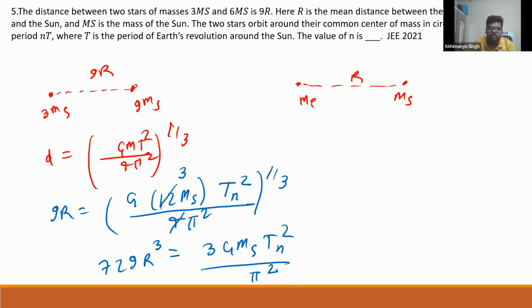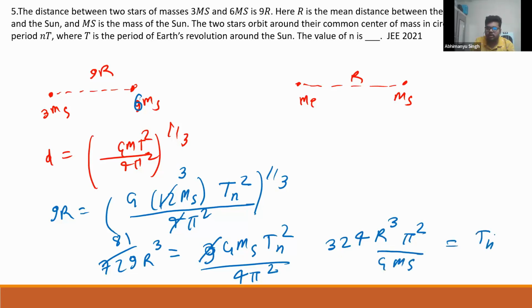Oh, sorry, it will be 9 and 4 will stay there. It is like 6 and 3, okay, and 9 will go there. We get 81 and we will solve it. 324 R cube pi square equals G Ms Tn square. Tn comes out to be 18 times the square root of R cube pi square by G times the mass of the Sun.